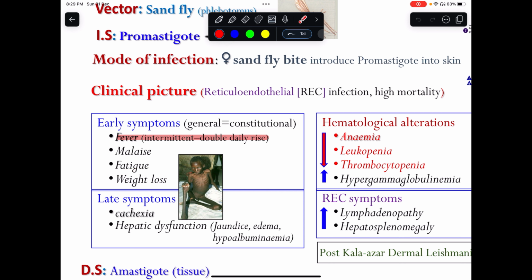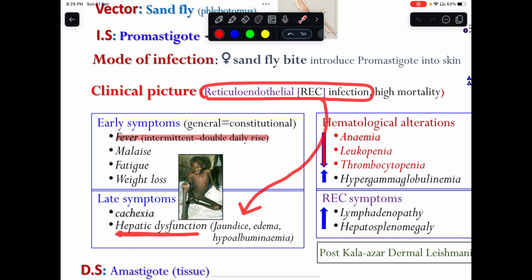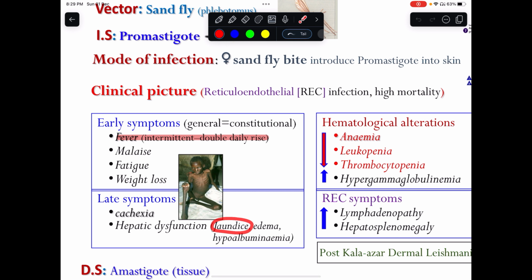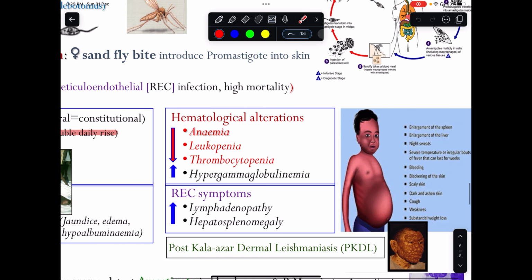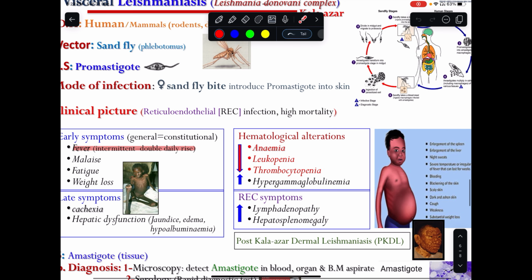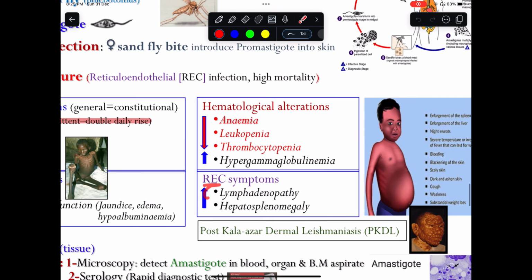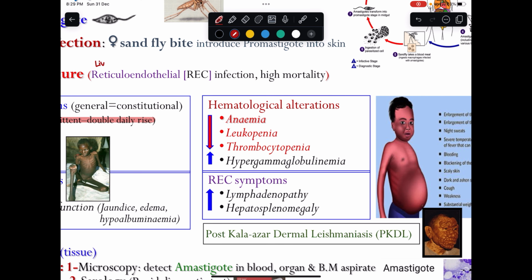And we said also that it affects reticuloendothelial cells, right? So what's going to happen? We'll have hepatic dysfunction. So what occurs? Jaundice, edema, hypoalbuminemia, which is the cause of edema. So reticuloendothelial cells are basically the blood cells, the spleen, the liver. So we'll have hematological alterations and diarrhea symptoms. Also, reticuloendothelial cells include lymph nodes. So we have liver and lymph nodes.